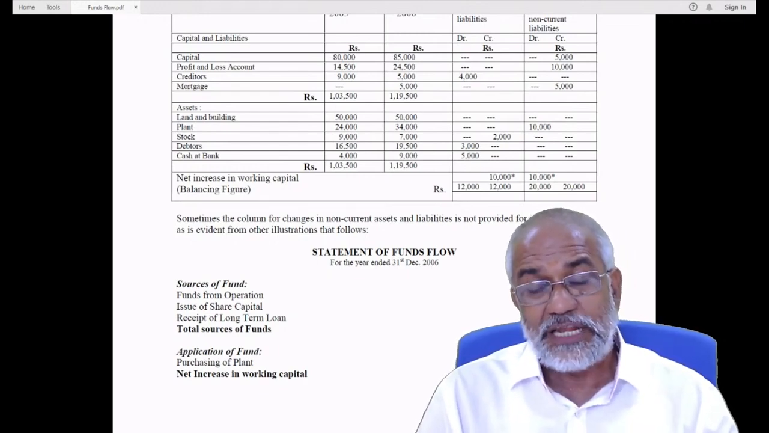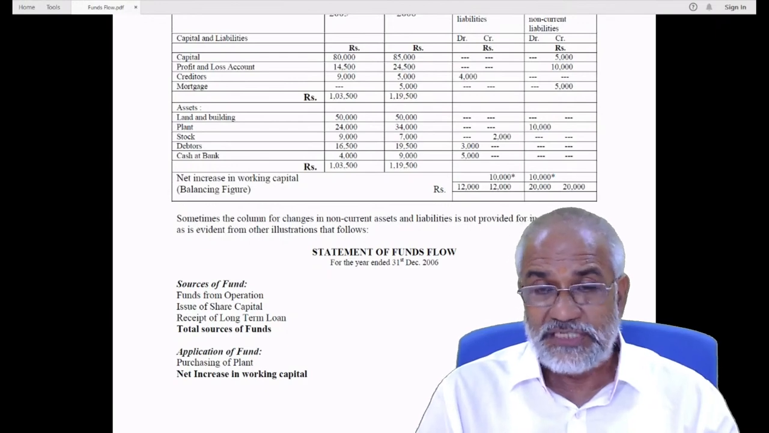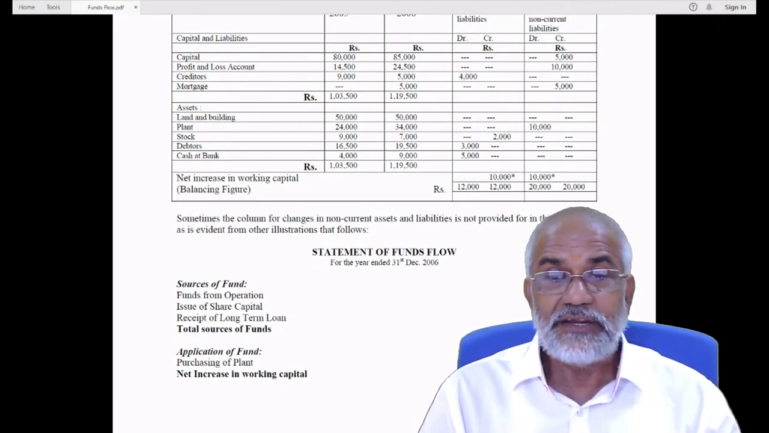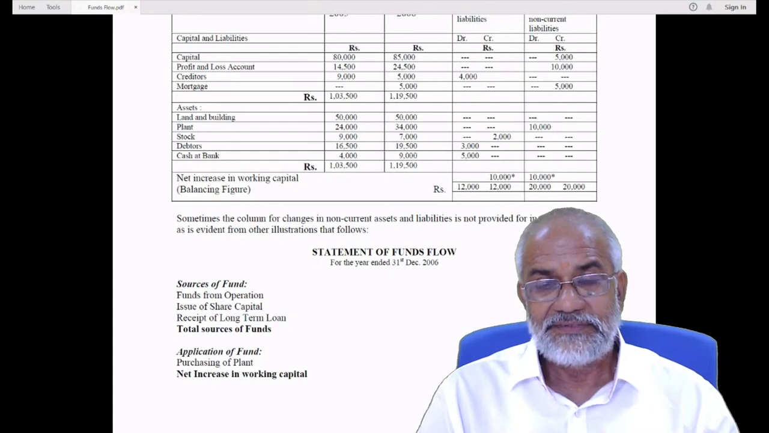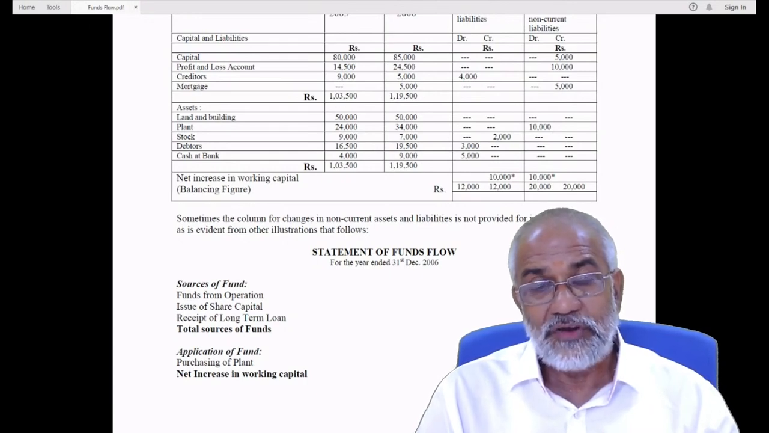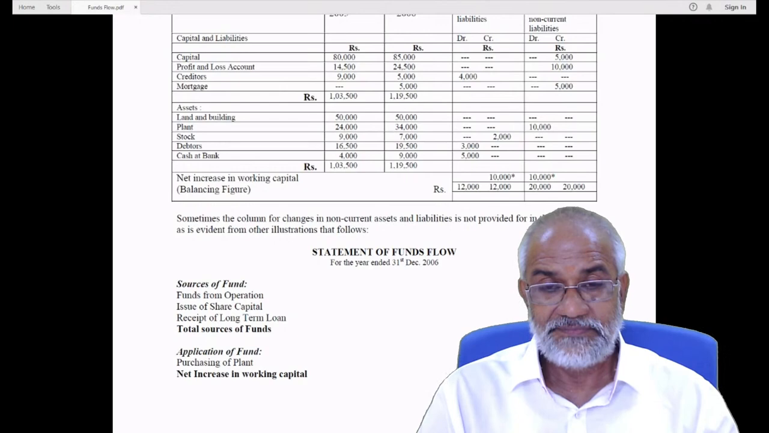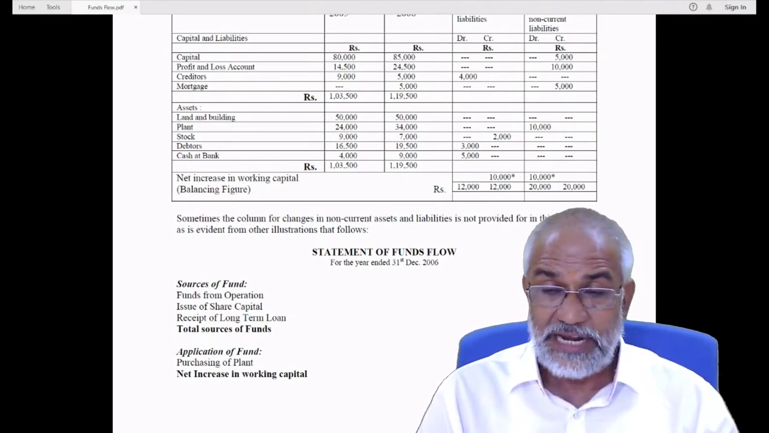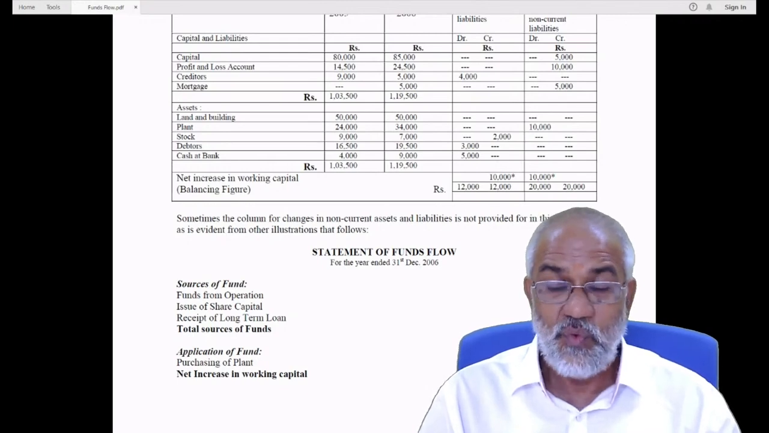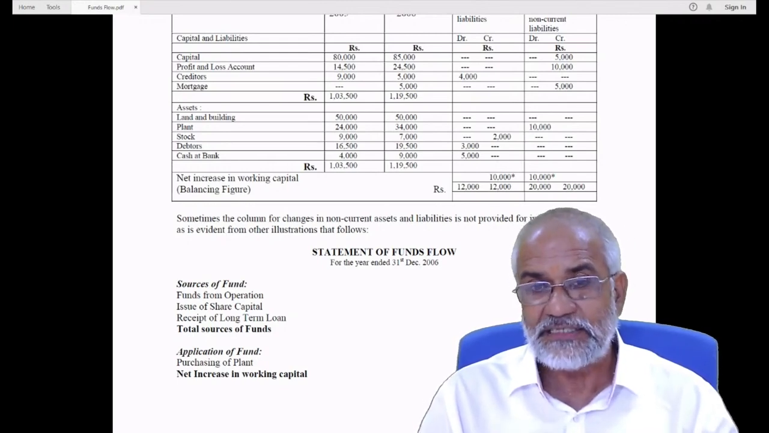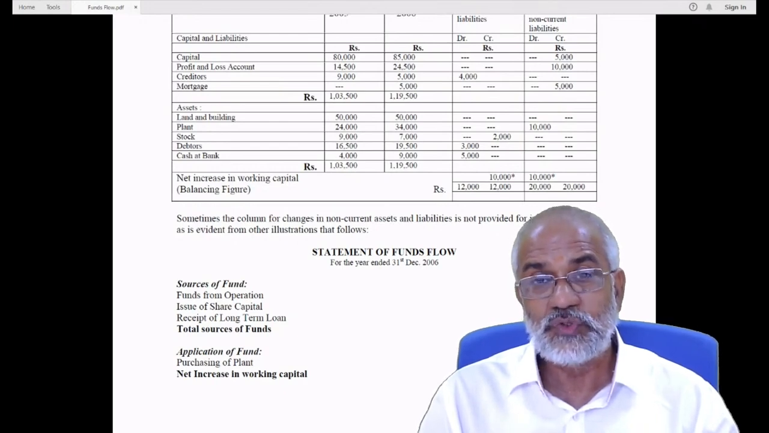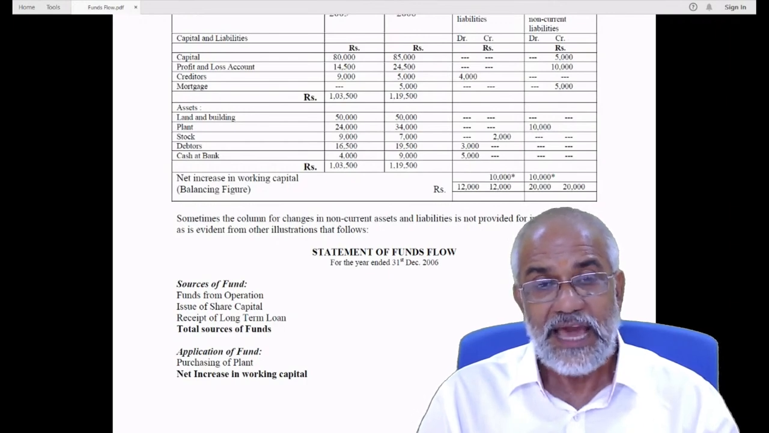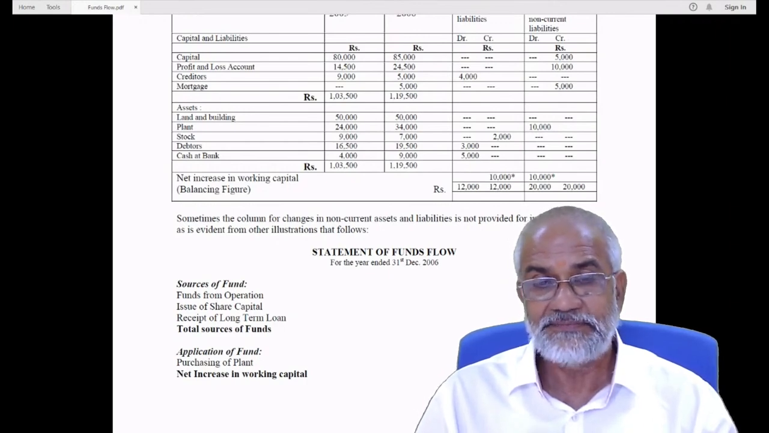Profit and loss account is what type of account? Liability or asset? Obviously a liability. Current or non-current? Obviously non-current. So it belongs to the non-current liability category. The second aspect is plant and machinery. What category is it? It is an asset. What type of asset? It is a non-current asset. So both the aspects of the transaction belong to the same category, that is non-current. One is a non-current liability, another is a non-current asset.